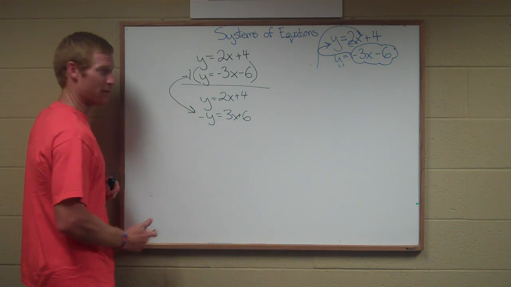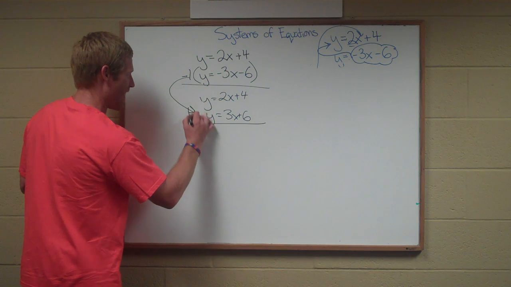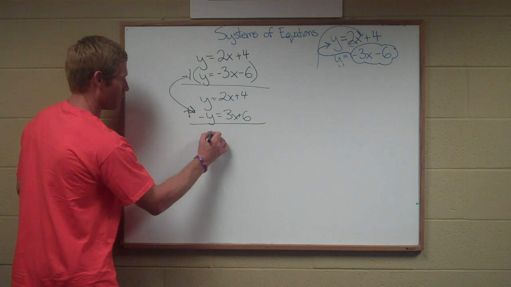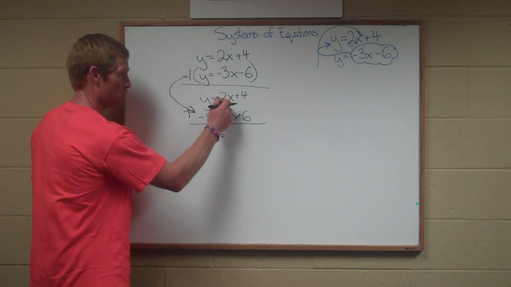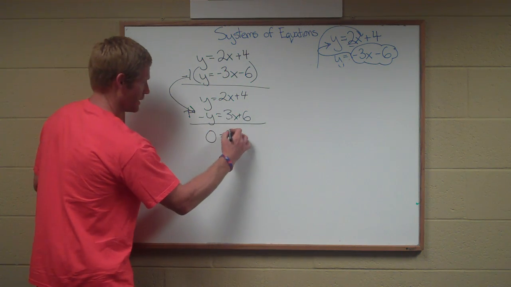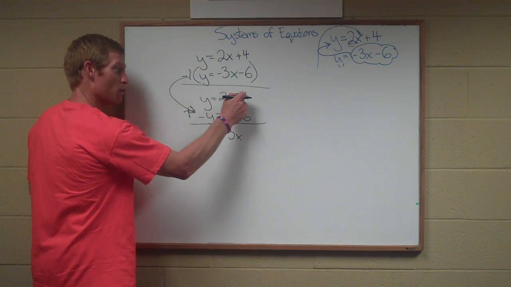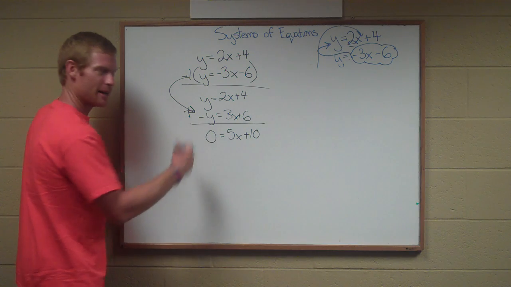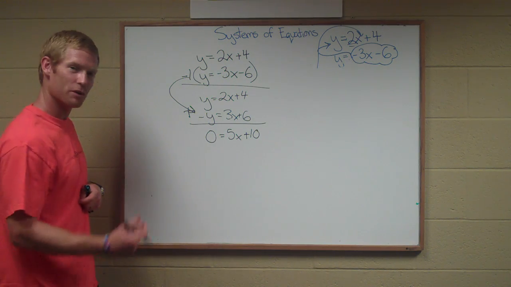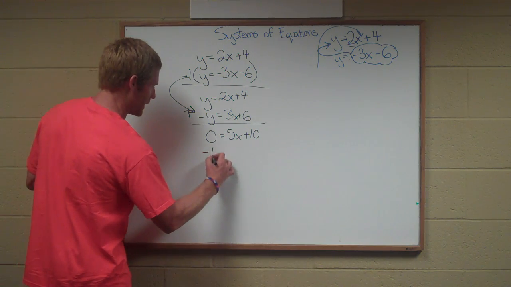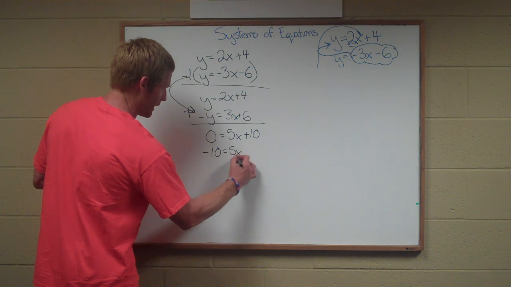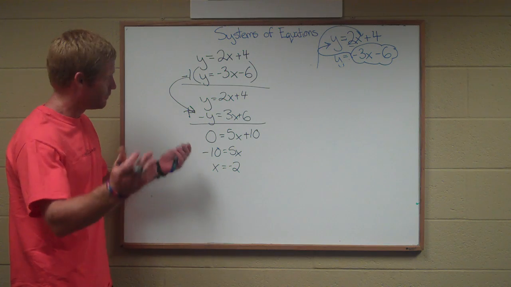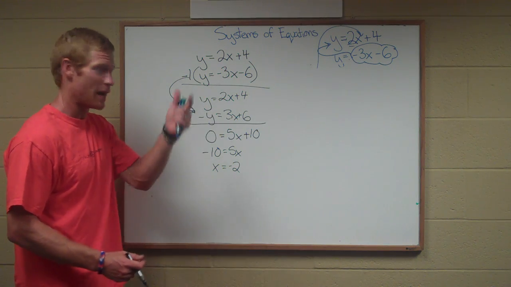Now, additive inverses. I'm going to add these two equations. y plus a negative y, 0. 2x plus 3x, 5x. 4 plus 6, it's a positive 10. And here I've got an equation with one variable, which I can solve for. So I bring that 10 over, solve for x, and I get x equaling negative 2. Same as the substitution and graphing methods.